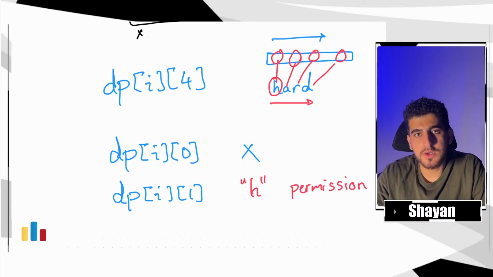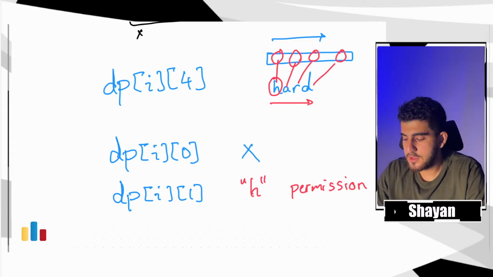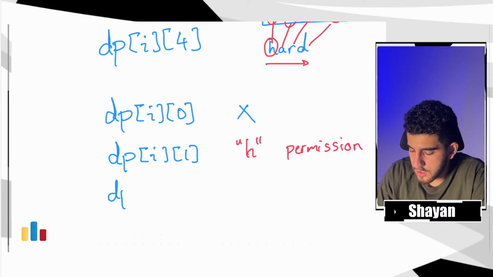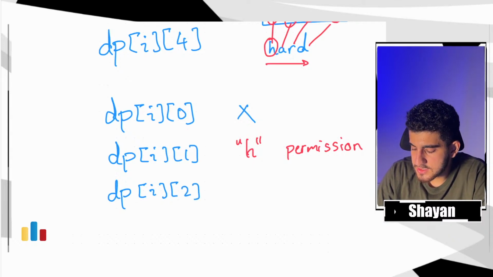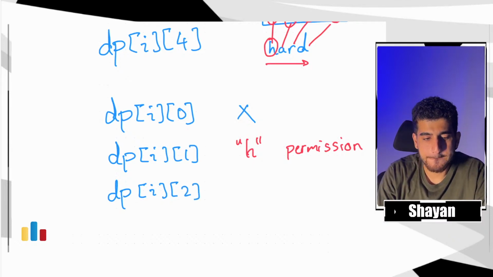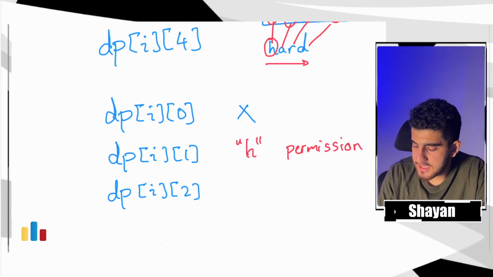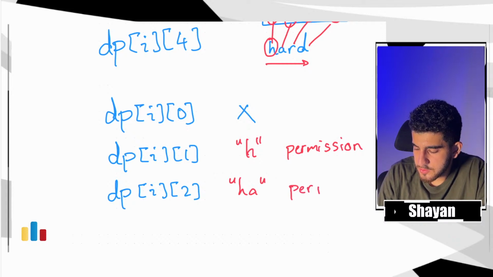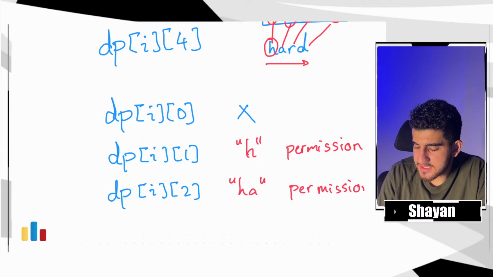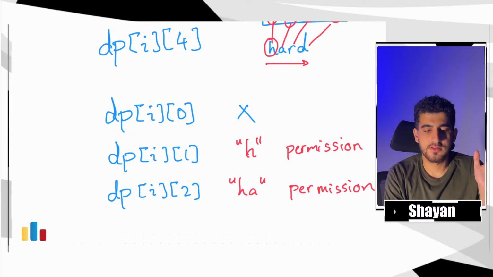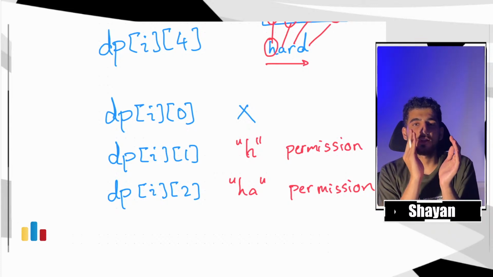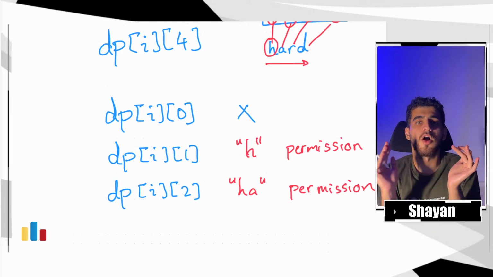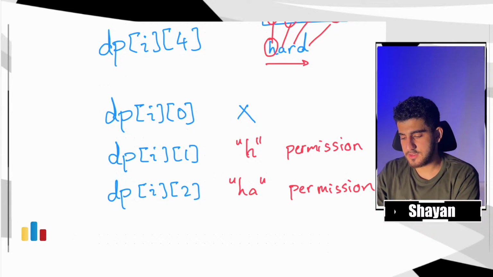So H can be matched, but A cannot be matched afterwards. dp of I and 1 means what is the minimum cost that we can pay so that only H and A can be matched. So H and A have the permission to be matched, but the next character, R, cannot be matched. This way we are considering all the cases, that is, how many first characters of HARD are being matched with our string.